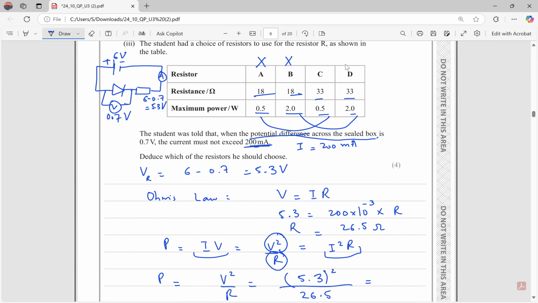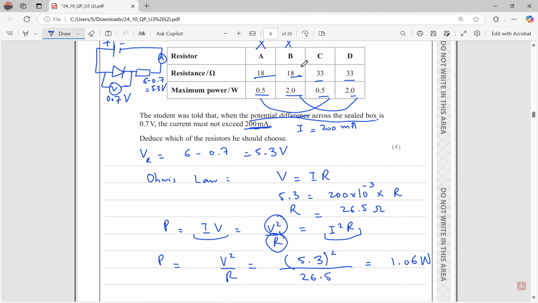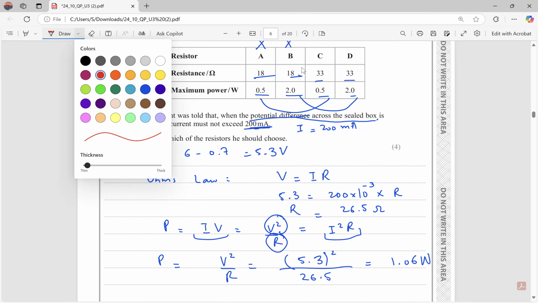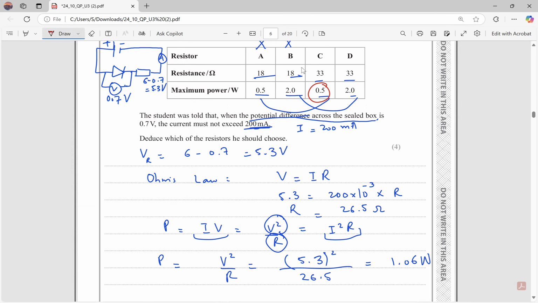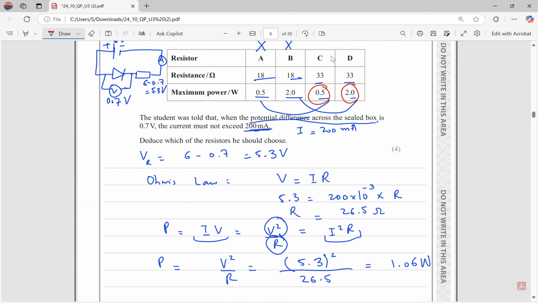That gives me 1.06 watts. So this is the power for the 26.5 ohms resistor we're using. So now look at the two options that we are left with. We have 0.5 watts and 2 watts. So 1.06 exceeds 0.5. So it's definitely resistor D.